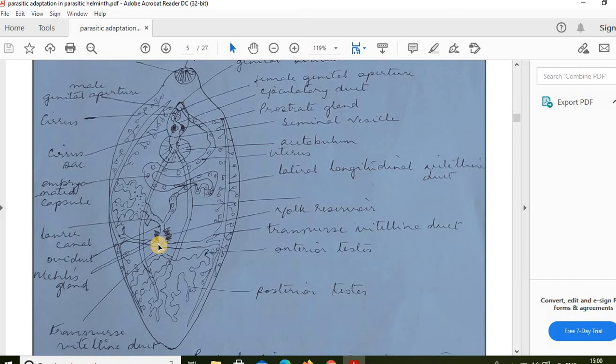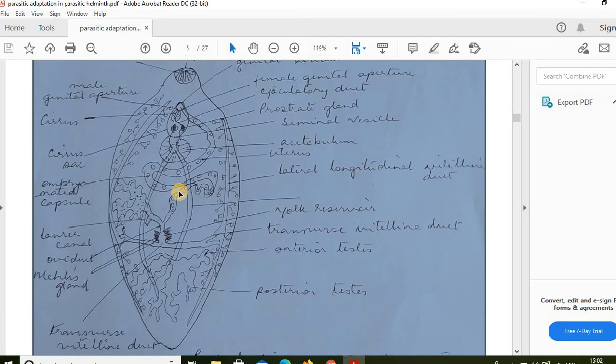This transverse white line duct is swollen in the center to form the yolk reservoir, or white line reservoir, and then moves forward to join the oviduct. The Mehlis glands, present around the yolk reservoir, provide yolk to the ovum which comes from the ovary, and they also lubricate the passage of the egg into the uterus.